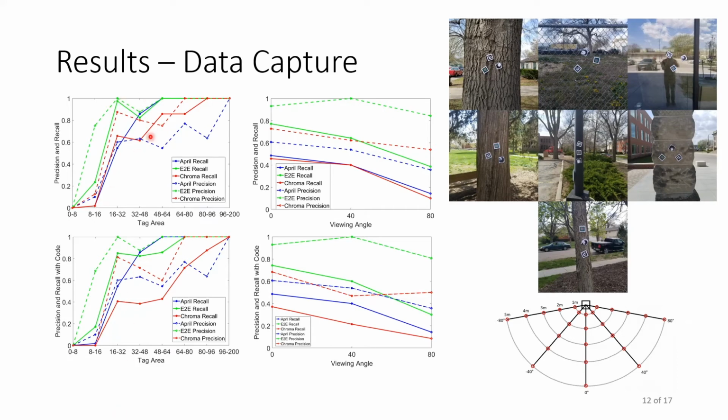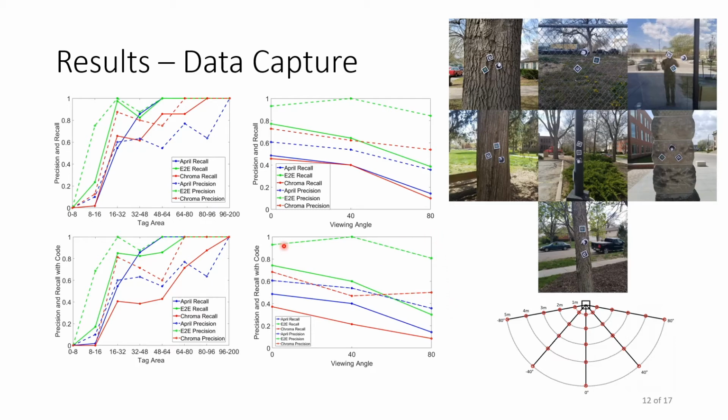For mid-sized tags, it appears E2ETag had a slightly higher recall. However, their precision was much worse. On the other graph, it appears we do a lot better than other methods when tags are presented at a challenging angle. We perform better by a large margin and have nearly a 50% increase in recall and precision.